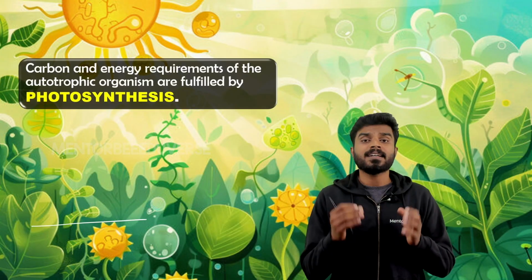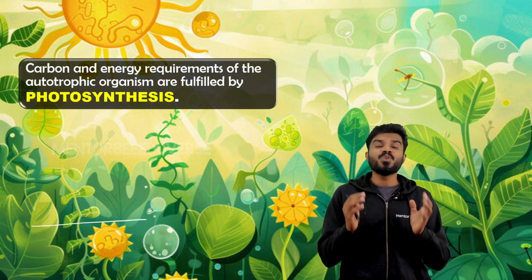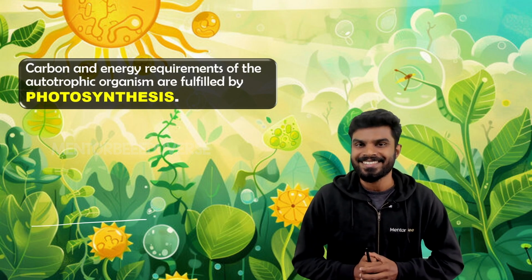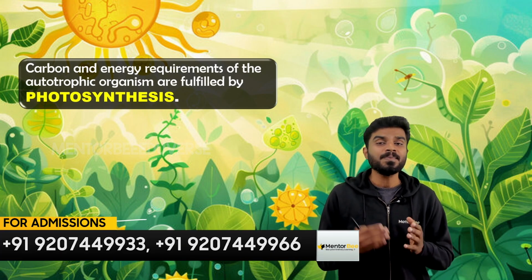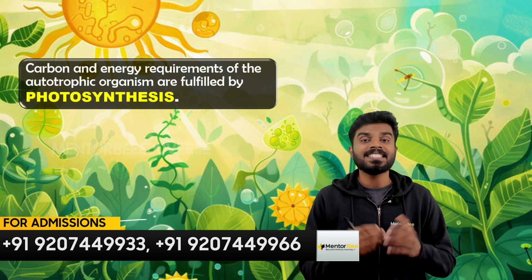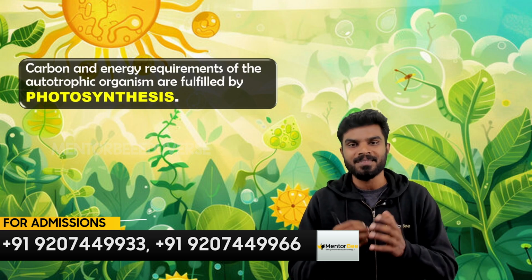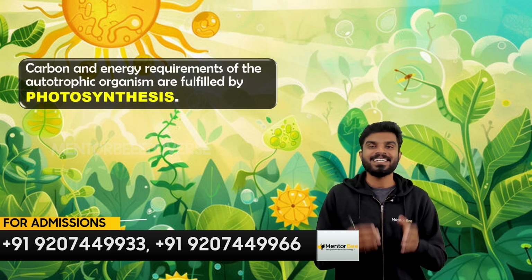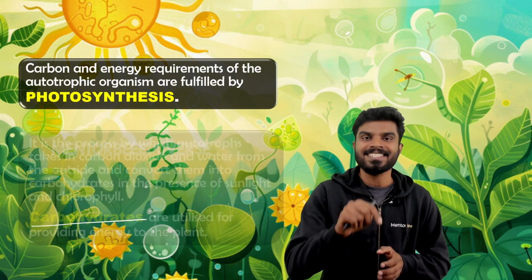So, first, the carbon and energy requirements of the autotrophic organisms are fulfilled by photosynthesis. How? Now we have come across one of our familiar terms, that is photosynthesis. What is photosynthesis? Simply, photosynthesis is the process by which plants prepare their food. That is what we have learned from our younger classes. Now we are going to look deeper into the details of photosynthesis.